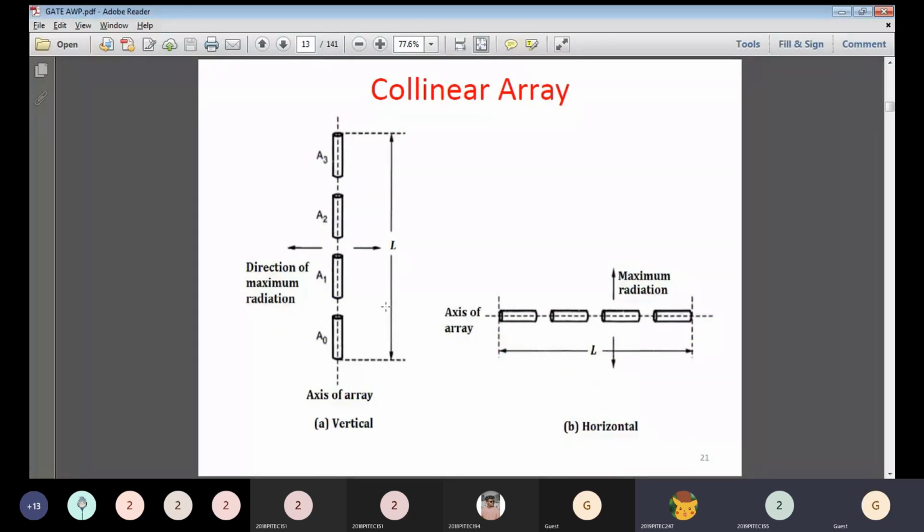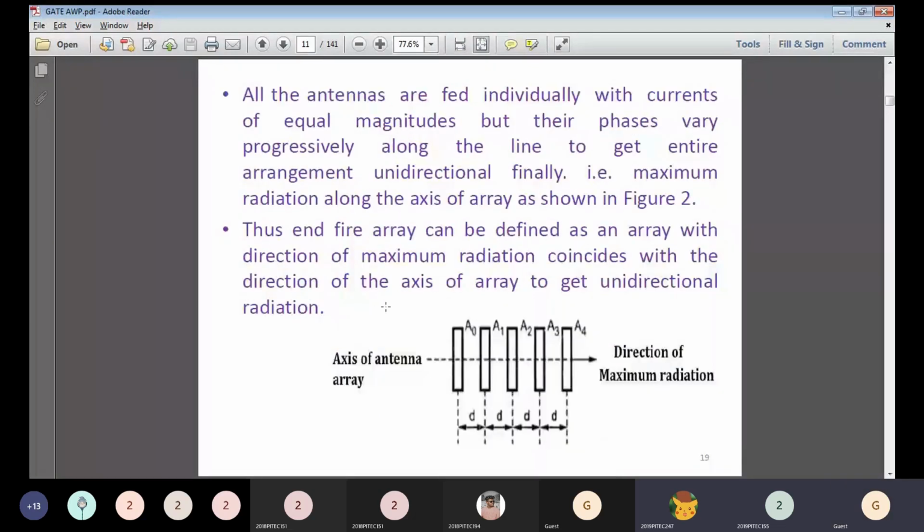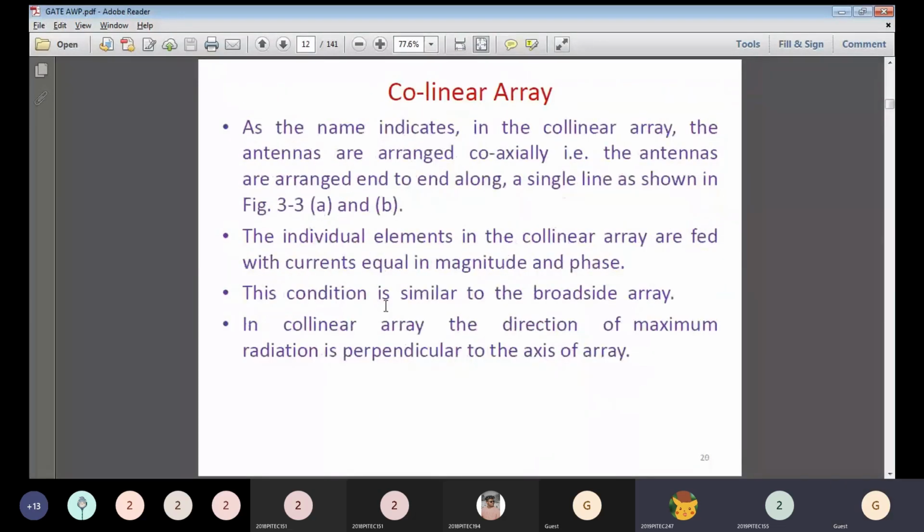Now we'll see. The individual elements in the collinear array are fed with current equal in magnitude and phase. This condition is similar to the broadside array. In collinear array, the direction of maximum radiation is perpendicular to the axis of the array. That is why it is called a collinear array.